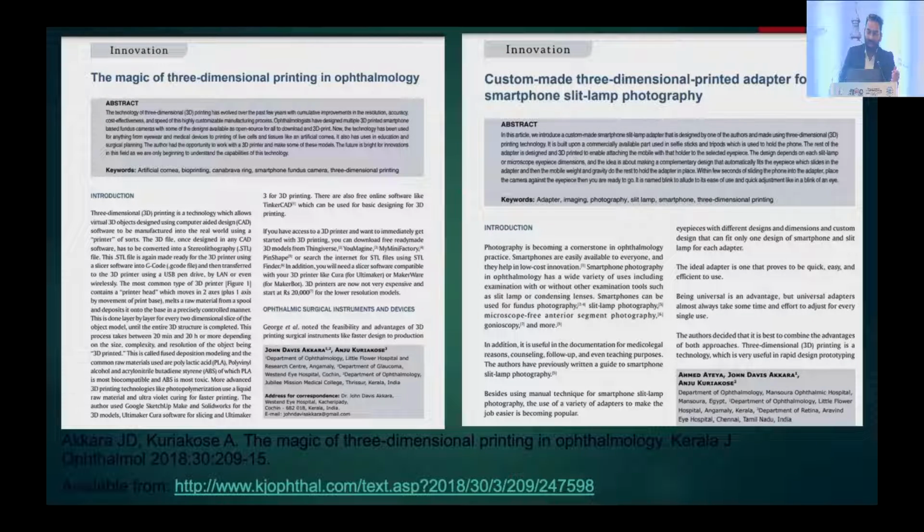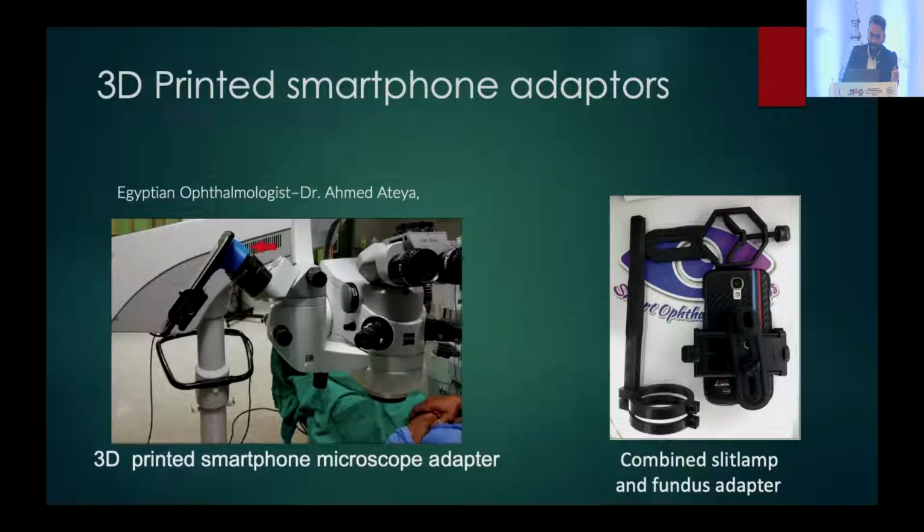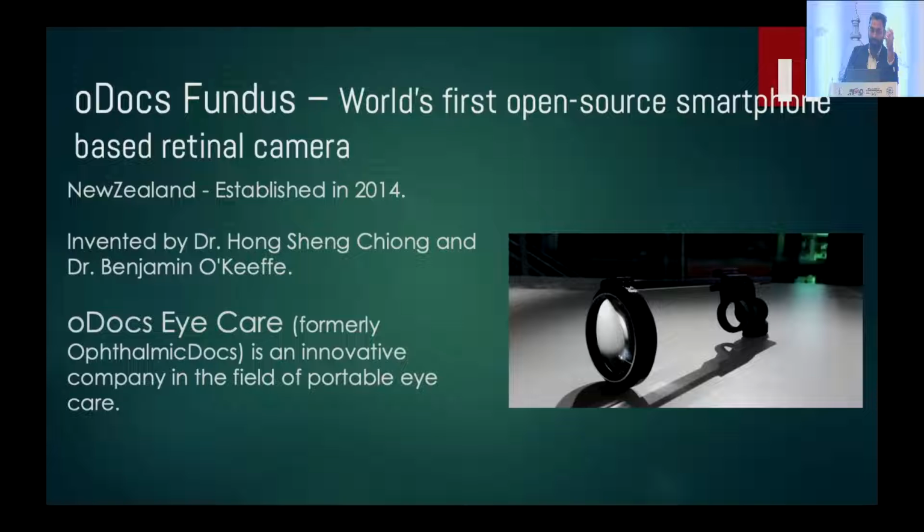So 3D printing in ophthalmology is being done in various specialties, and there are a few articles written by Dr. John on this subject, which you can go through. The first thing we would see is 3D printing adapters for surgical instruments. So surgical recording: this can be used for recording videos in our OT.